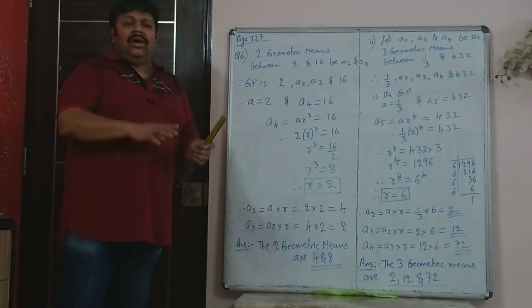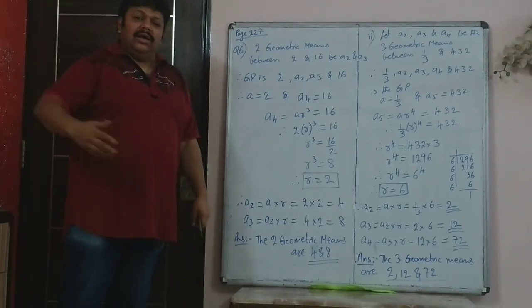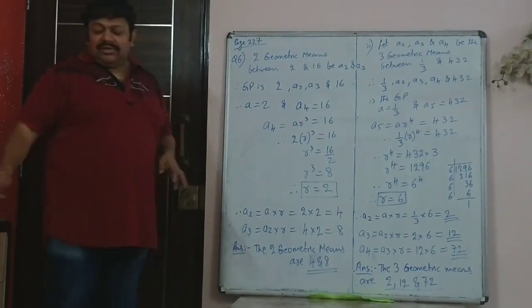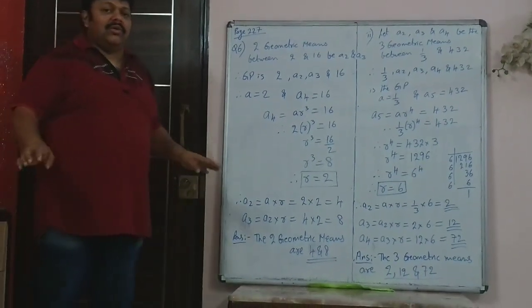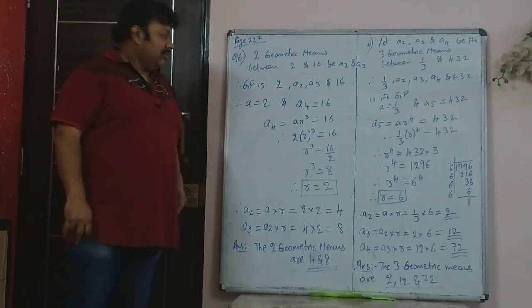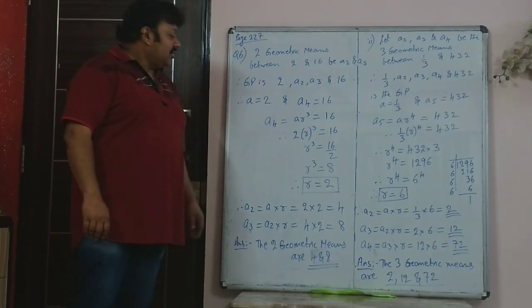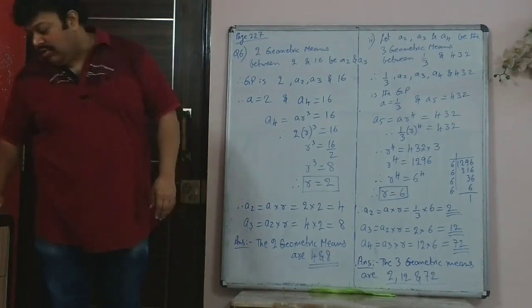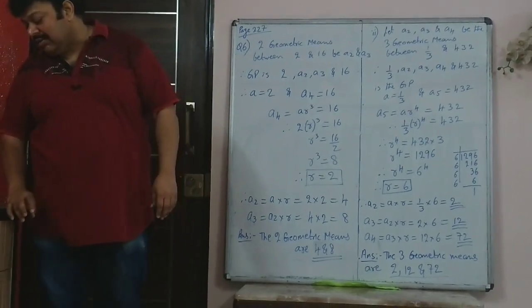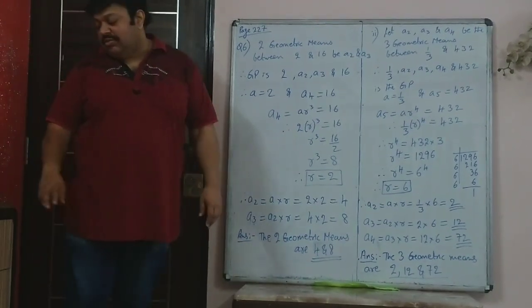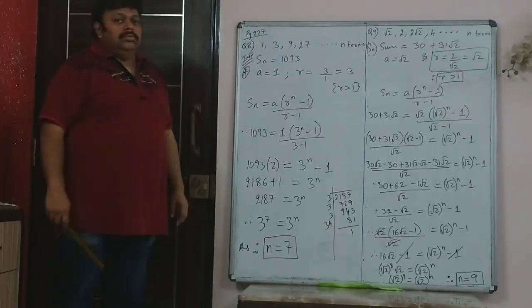You will be asked to find what is AP and the sum of n terms. That's it. They won't ask anything complex or complicated in this chapter. So we continue with the next sum. You don't have the seventh sum, that is cancelled. It's an infinite one. So we will directly go to the eighth sum.